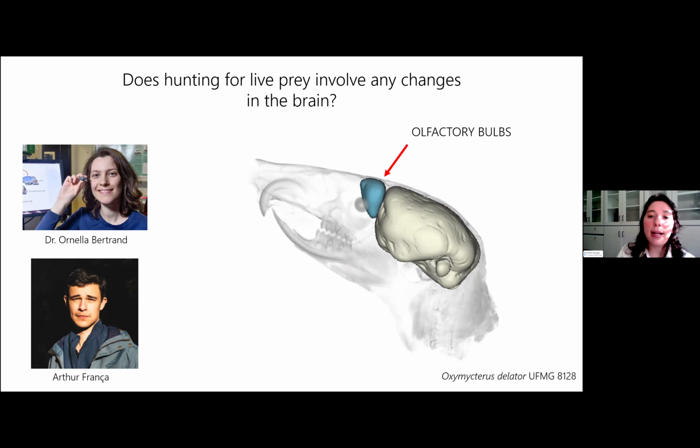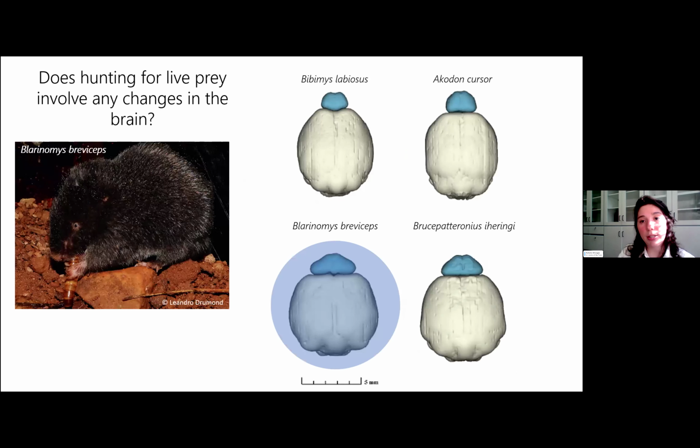So we have this project led by master student Arthur França, in which we are investigating the size and shape of olfactory bulbs of Akodontine species, focusing on predatory species. And these results are also still preliminary, and we are in the process of understanding this data.